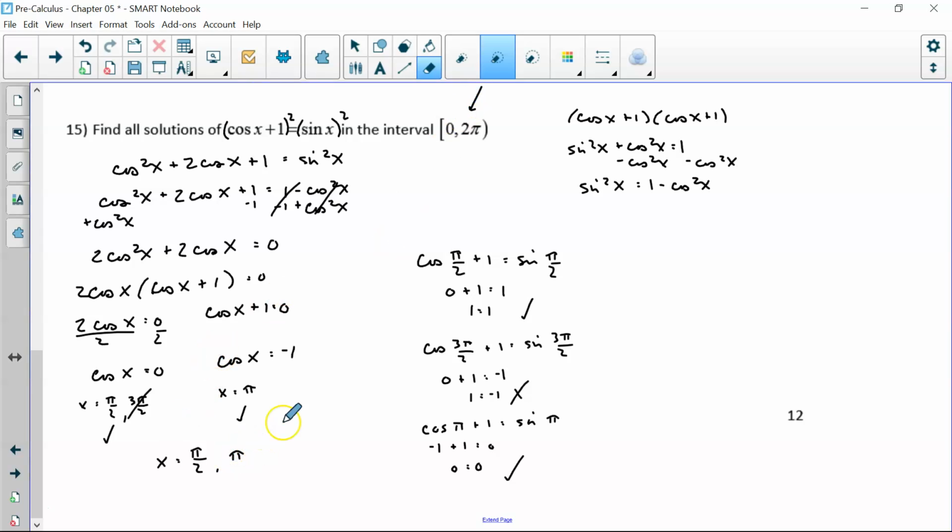Once again, we're only solving between 0 and 2 pi. That's all we need. We don't need to worry about the general form there. And that is solving these trigonometric equations.